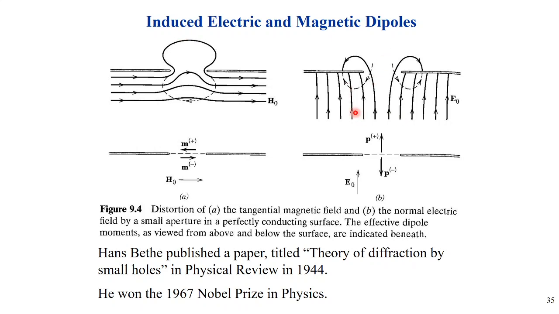And another case, we have E field perpendicular to this plane, and we have a small opening. Then it looks like we have a dipole outside. This was published in 1944 in Physical Review by Hans Bethe, Theory of diffraction by small holes, and he won the Nobel Prize in 1967.